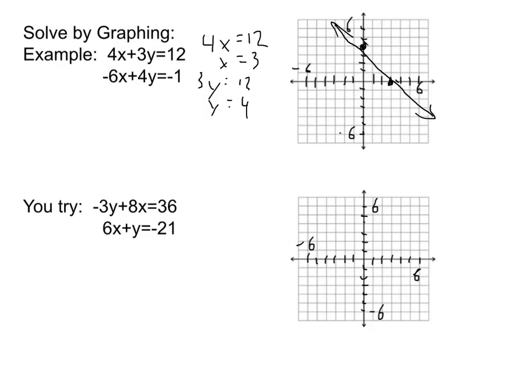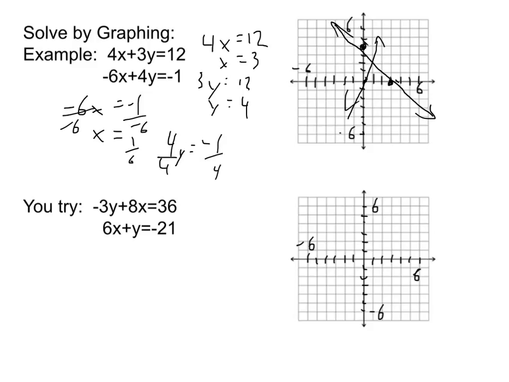For the second equation, if I find my x-intercept, I get negative 6x equals negative 1, so x must equal, let's see, I divide both sides by negative 6, so x equals 1/6. Ooh, that's ugly. So I've got a point right there at 1/6, and then my y-intercept would be 4y equals negative 1, so divide by 4, y equals negative 1/4. Well, that doesn't really give me a very good line to draw there, but I know it's going to be something like that.